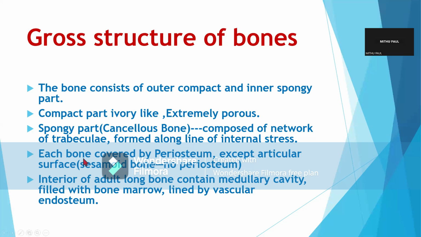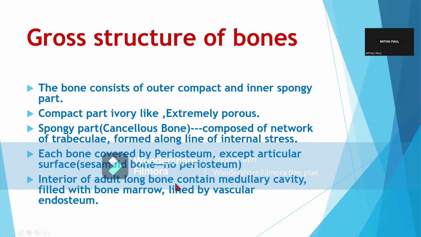Each bone is covered by a membrane-like structure. It is known as the periosteum, and it is absent at the end of the bone where the bone is taking part in formation of the joint. That is known as the articular surface. But here is an exception point. Must remember, the sesamoid bone has no periosteum.